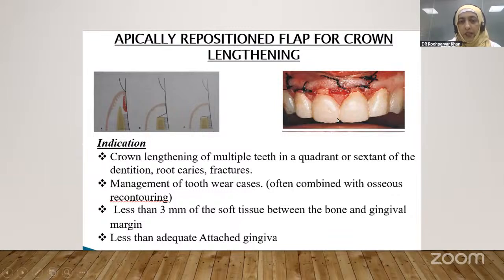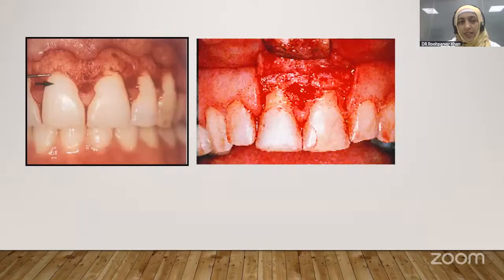This is a diagrammatic representation of how crown lengthening is done, in multiple teeth in a quadrant. Here there was less than 3 mm of soft tissue, so crown lengthening is done, and it is an apically repositioned flap here. You can see more clearly in this picture. This is a diagrammatic representation of how the apically repositioned flap procedure is done to increase the crown length.